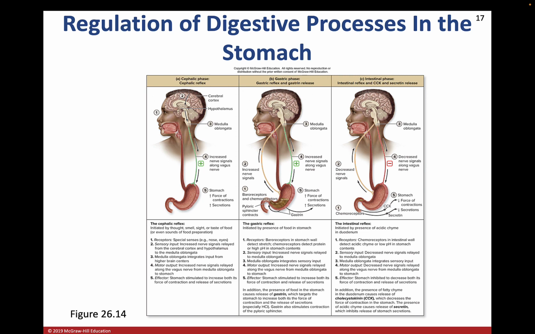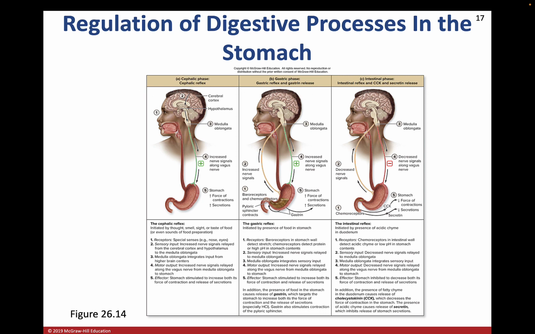The last phase is the intestinal reflex, and this is initiated by acidic chyme in the duodenum. Within the duodenum, there are chemoreceptors in the intestinal wall that detect the acidic chyme or low pH in stomach contents. There is decreased nerve signals relayed to the medulla oblongata. This medulla will integrate sensory input. Now, the motor output, note, there's now decreased nerve signals that are relayed along the vagus nerve from the medulla to the stomach. Now, the stomach will be inhibited to decrease both its force of contraction and the release of secretions found in gastric juice.